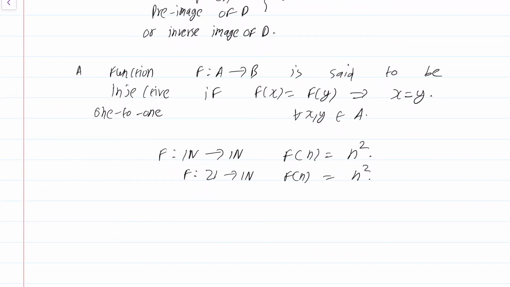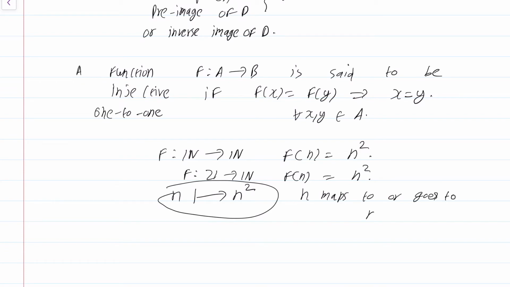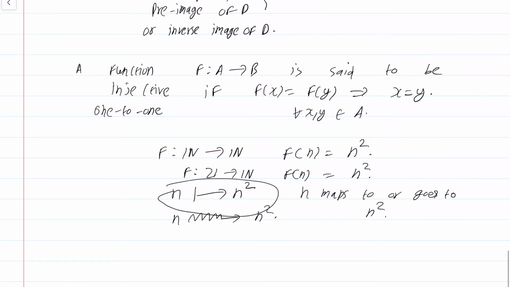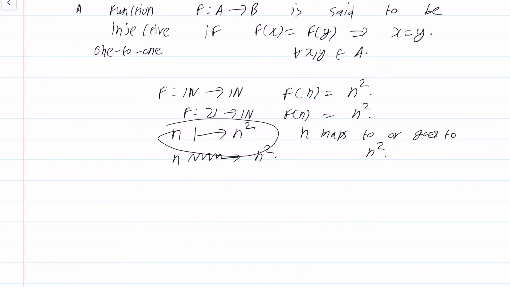Sometimes, to highlight that functions are maps that transform, instead of writing f from N to N, f of n equals n squared, we also use this notation, n goes to n squared. This is to be read as n maps to, or goes to, n squared. This is yet another way of writing down the function. Some textbooks also use this. It will be self-evident what the meaning is. It's just a function getting transformed.